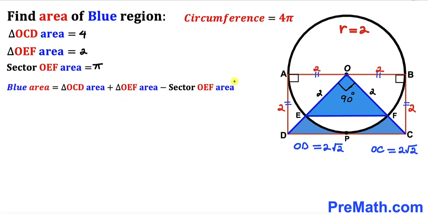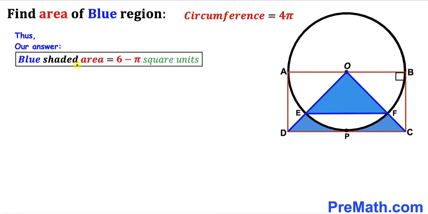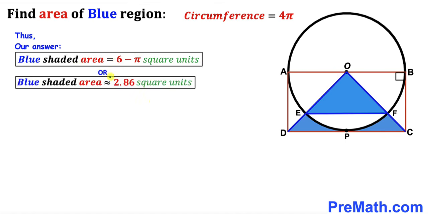And now let's recall the equation once again. Blue shaded area equals the triangle OCD area plus triangle OEF area minus the sector OEF area. And we already figured out all those values. So therefore let's go ahead and fill in the blanks. So we got 4 plus 2 minus pi. And if we simplify, that is going to give us 6 minus pi. So thus the area of this blue shaded region turns out to be 6 minus pi square units. And that is going to be approximately equal to 2.86 square units as well.